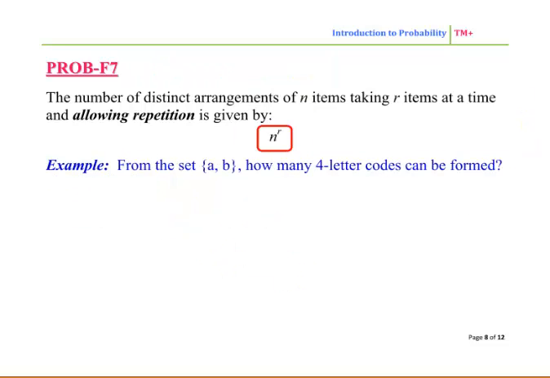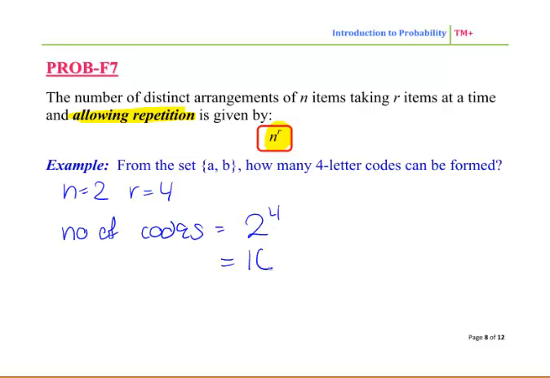Next, the number of distinct arrangements of n items taking r items at a time and allowing repetition is given by n to the power of r. What I mean by that: from a set AB, how many 4-letter codes can be formed? So n equals 2, r equals 4, so the number of codes is going to be 2 to the power of 4, which is 16. And again, there's a pictorial representation in your textbook.